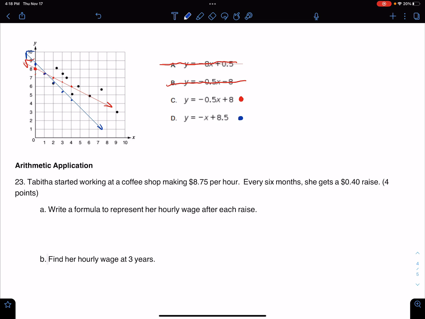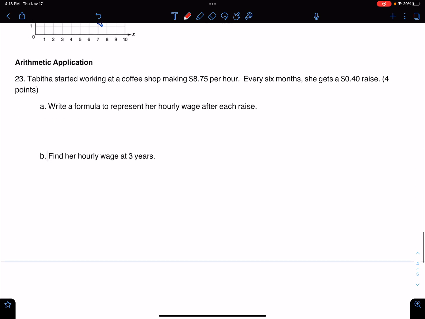So I ask myself, which line makes more sense? Does it make more sense to choose the line that goes right through the middle of all these? Or does it make more sense to choose the line that goes underneath all the dots? And hopefully you say, I pick line C, or the one that's red, because that's the one that goes right through the middle.